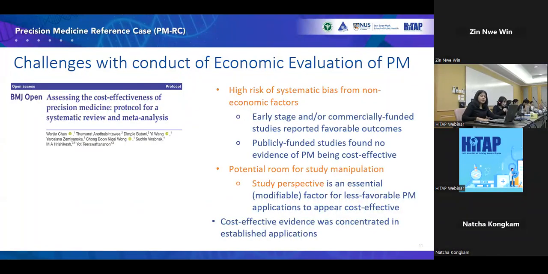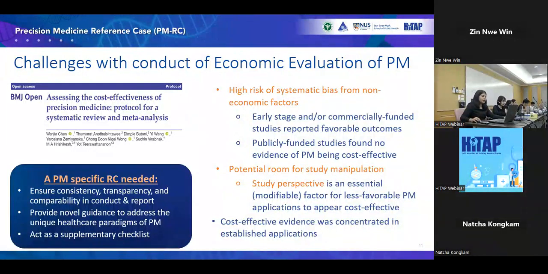In another study that we conducted, we also found that there was a high risk of systematic bias for the existing economic evaluations for precision medicine. And there is also a potential room for study manipulation. And cost effectiveness evidence was often concentrated from established applications as well as in developed countries. That's why we found that there was a need for a precision medicine specific reference case to ensure consistency, transparency, and comparability in conduct and report.